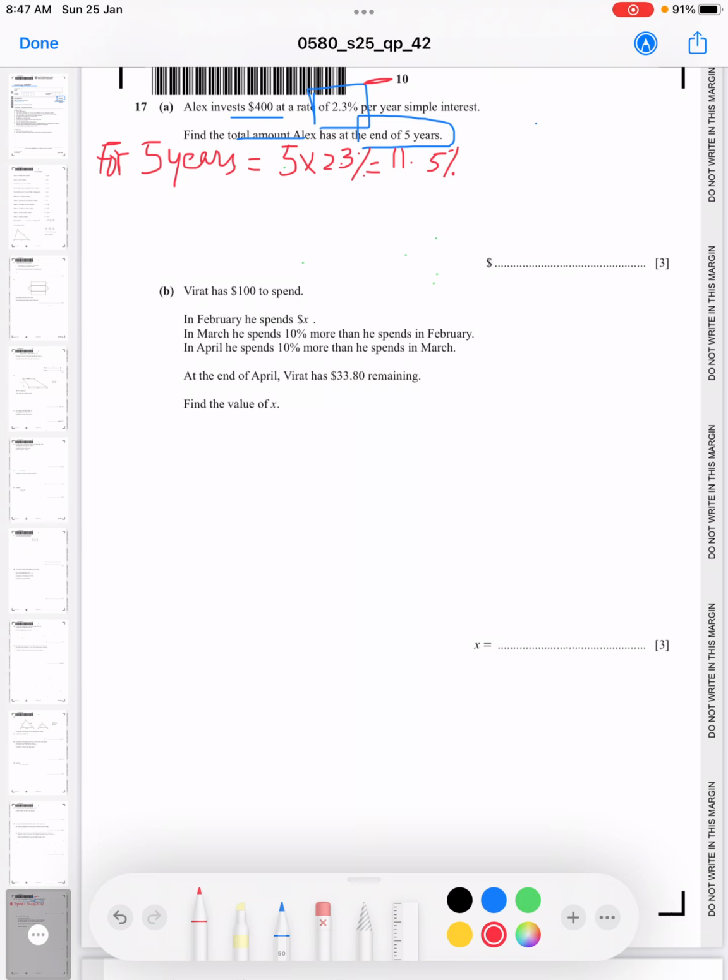Okay, so how much is the interest? Interest is calculated as 11.5% of 400. We know that to remove the percentage, we just divide by 100, and in place of "of" we multiply by 400. So when you solve it, you will get the answer 46.